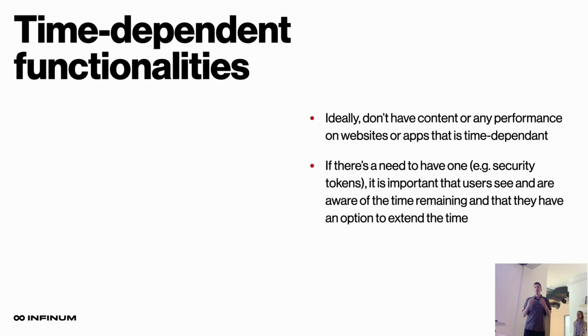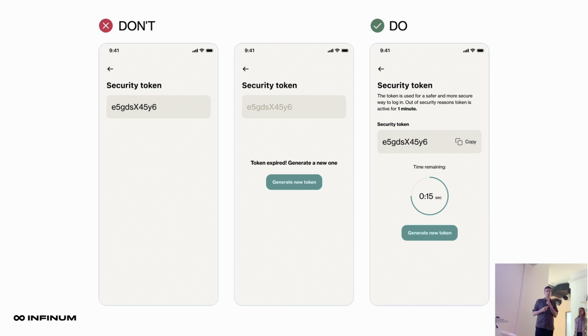Time-dependent functionalities are usually related to some super specific use cases, usually banking or telecom, where we have to limit users with time for security reasons. However, there are two super important things for this. One is to always show users how much time they have left, so they're not surprised when time is up. And the other one, in case time runs out, even though it's a security risk, let's think about it more and find alternative solutions to let users have more time in case it's needed.